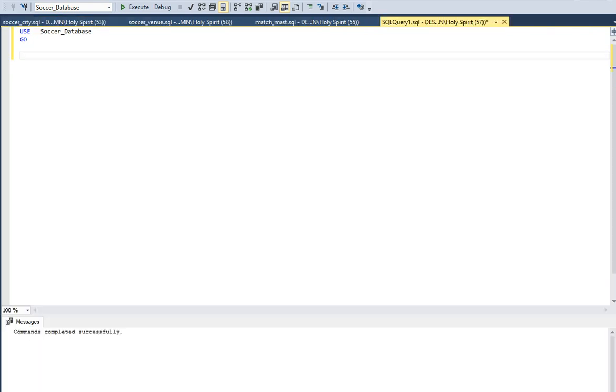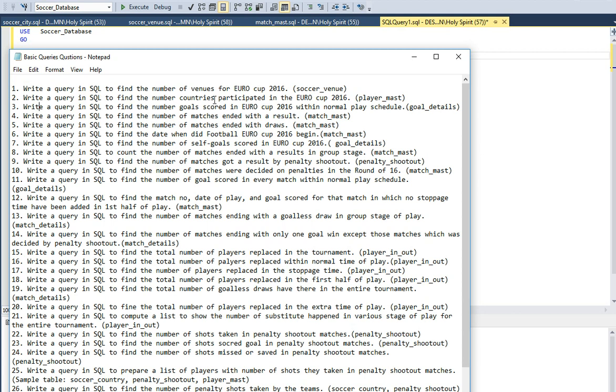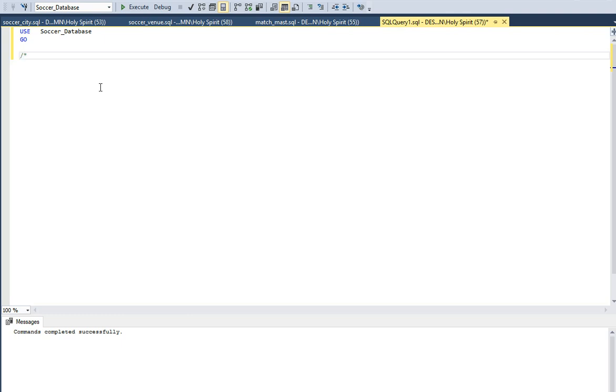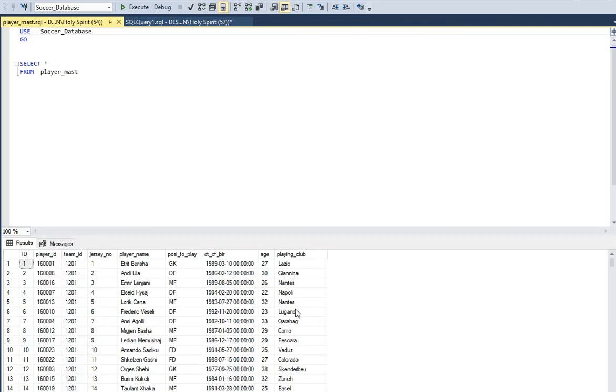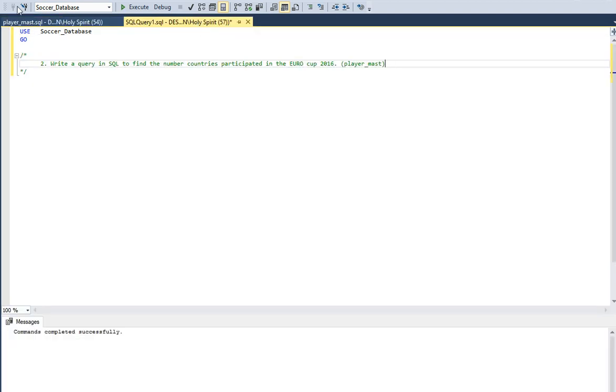The second question is write a query in SQL to find the number of countries participated in the Euro Cup 2016 from player mast. Okay, what I'm gonna do is copy this thing. Write a query to find the number of countries from player mast. I did not open this table yet. Here you can see that player mast, I opened it. That's what they're asking actually. That is the table they are requesting.